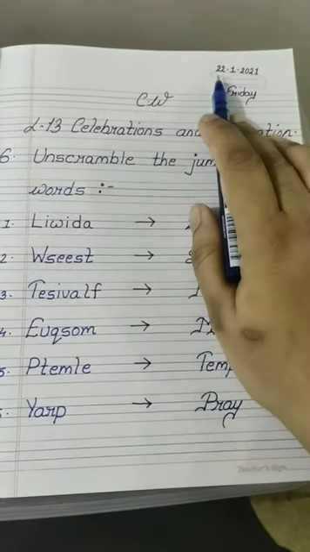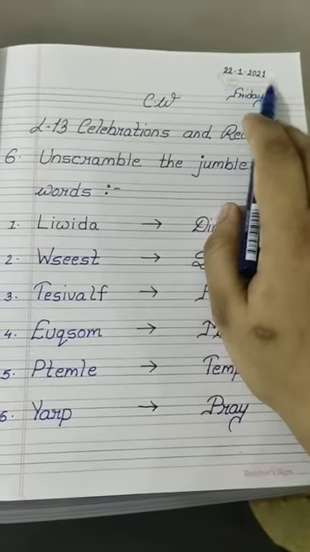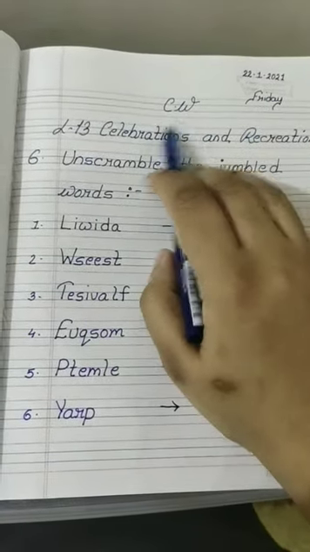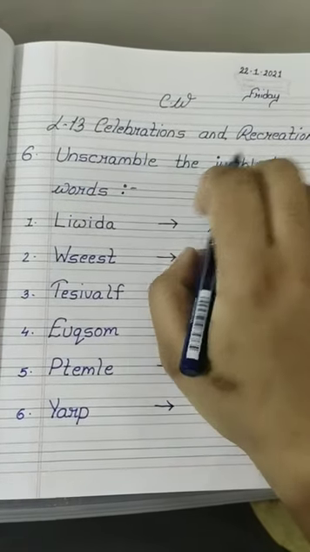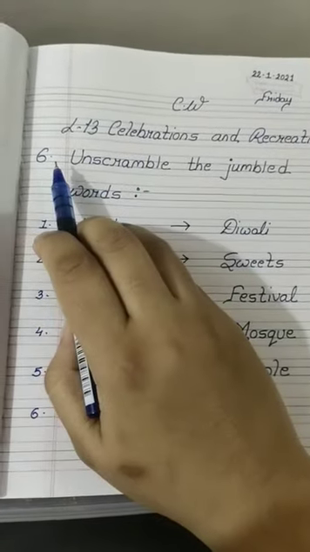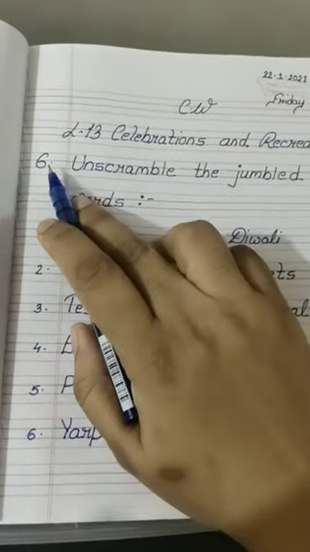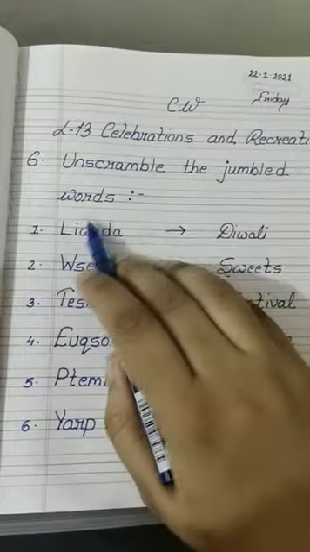So today's date is 22/1/2021 and the day is Friday. This is your classwork, lesson 13, celebration and recreation, exercise 6, unscramble the jumbled words. This is your sixth exercise, unscramble the jumbled words.